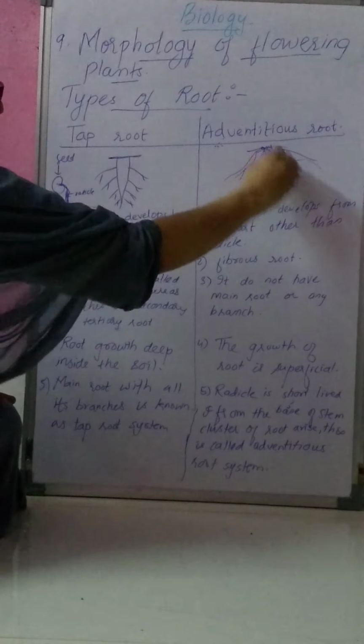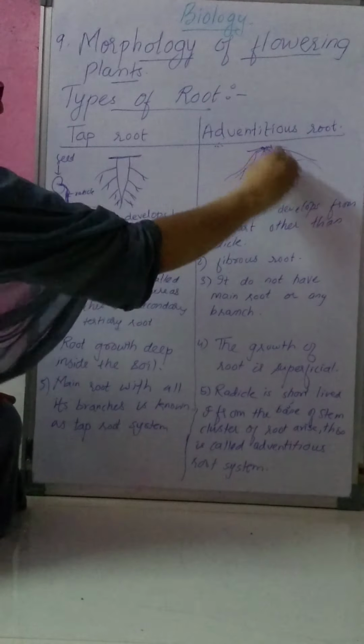The next point of this taproot is that taproot grows deep inside the soil. You can see as it has a main root, this root grows deep inside the soil. Whereas if you see this adventitious root, these adventitious roots are present superficially. Okay, they do not go inside the soil, they are present superficially.